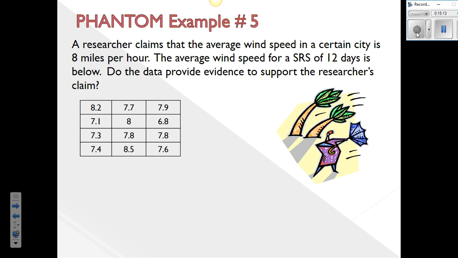All right, example 5. A researcher claims that the average wind speed in a certain city is 8 miles per hour. The average wind speed for a simple random sample of 12 days is below. Do the data provide convincing evidence to support the researcher's claim? Okay. So, poor guy with his umbrella. You guys see that? Trees blowing away in the wind, I guess, right?